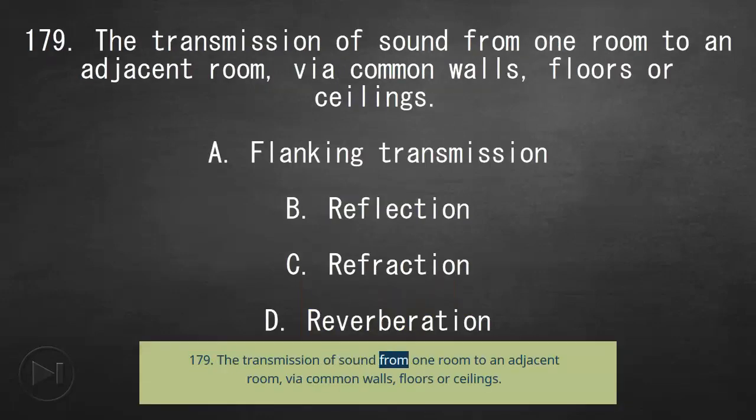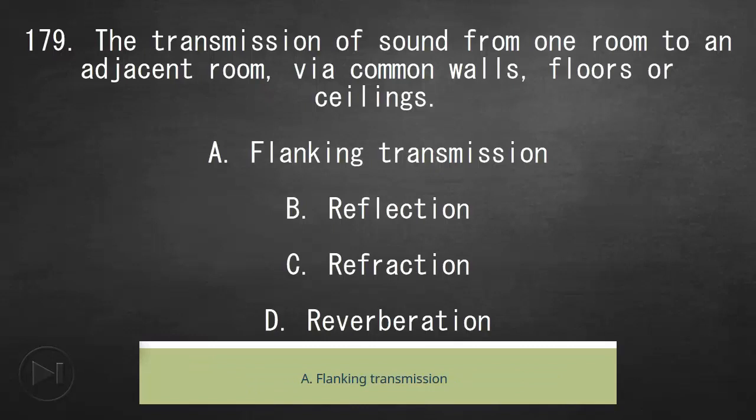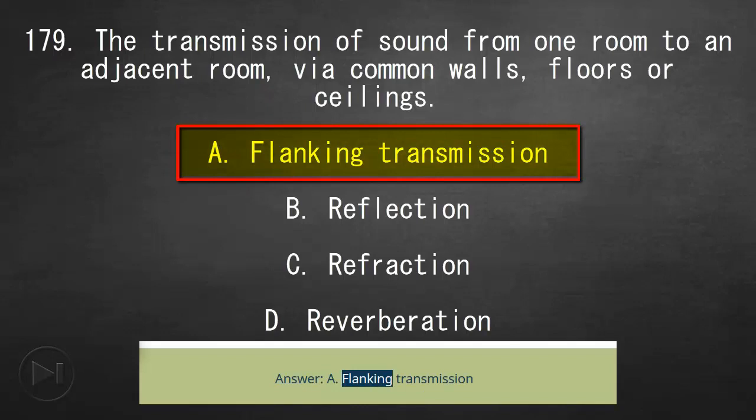179. The transmission of sound from one room to an adjacent room, via common walls, floors or ceilings. A. Flanking transmission. B. Reflection. C. Refraction. D. Reverberation. Answer, A. Flanking transmission.